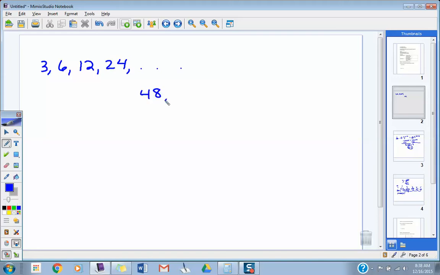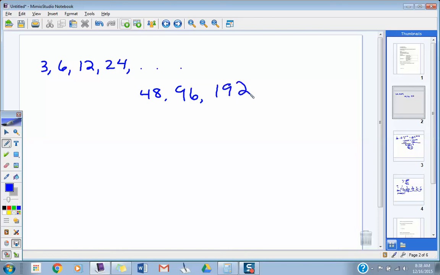So you're identifying that stuff is doubling right here. 3 doubles to 6, 6 doubles to 12, 12 doubles to 24, 24 is going to double to 48. What would be after 48 then? Go ahead, Gavin. 96. Somebody double 96 for me. Go ahead. 192. All right.